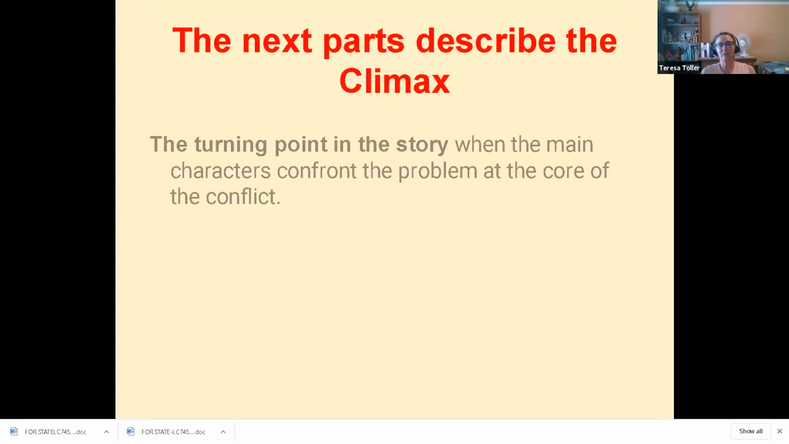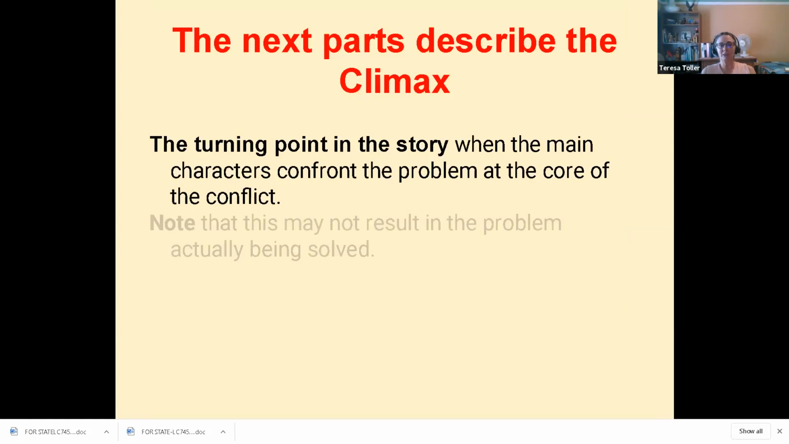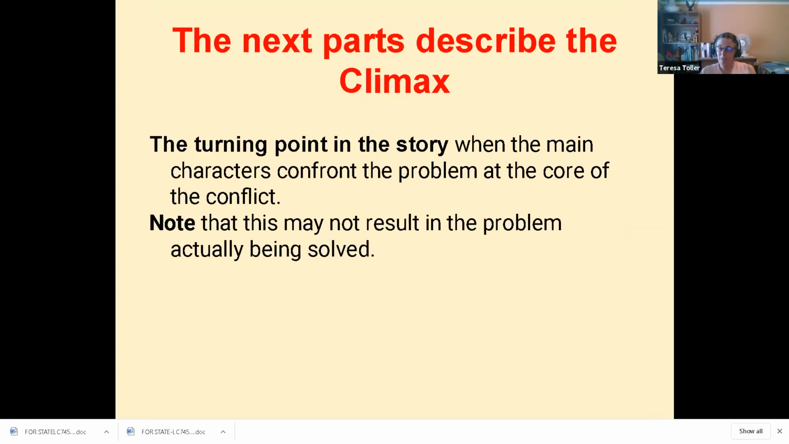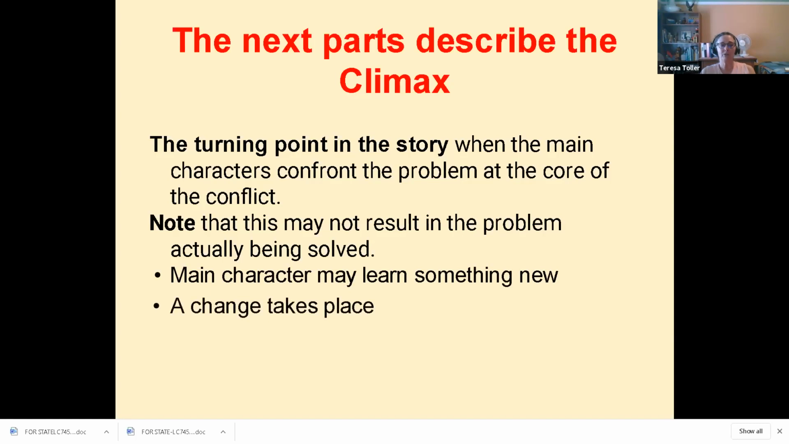Now we get to the climax. This is the turning point. This is where the characters confront the core of the conflict. Remember, though, this is not really the time that the conflict is resolved. This is where the main character would learn something new or some big change is taking place so that the conflict can be addressed.